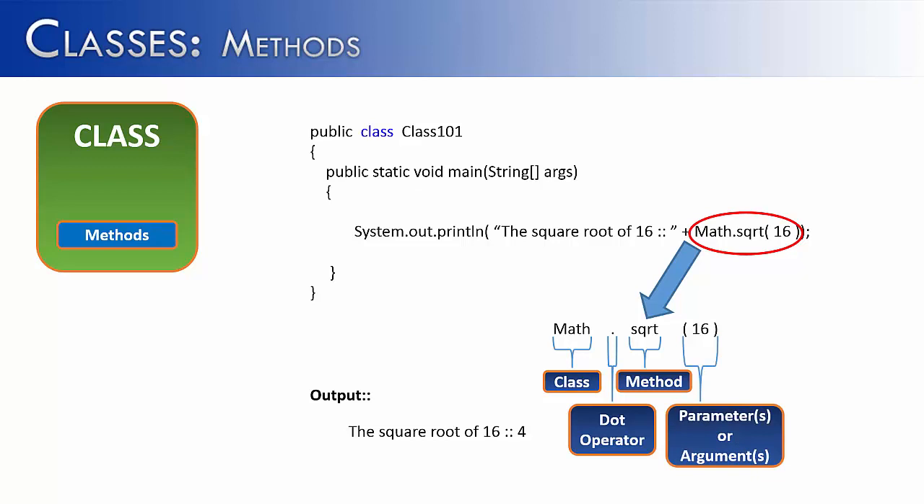And then finally, we have the parameter or argument. You can have one argument, no arguments, or multiple arguments, as we'll soon see. But Math.sqrt only has one argument, and that is, in this case, 16. So when Math.sqrt(16) is called, it would take the parameter and find the square root, returning it to the program, and it would print out 4 in our System.out.println statement.